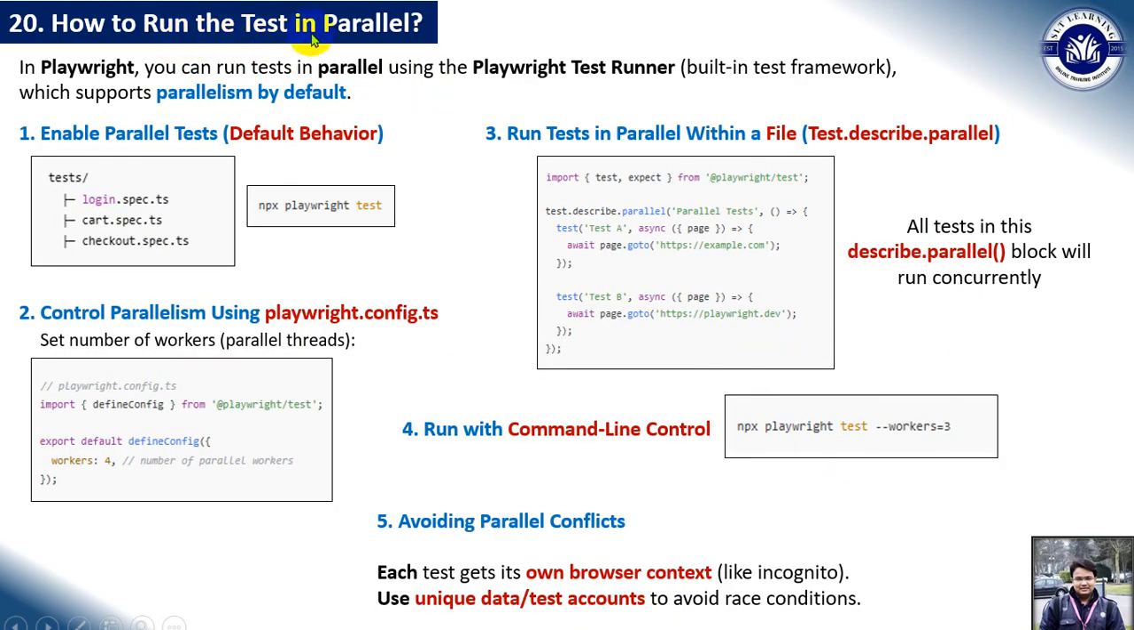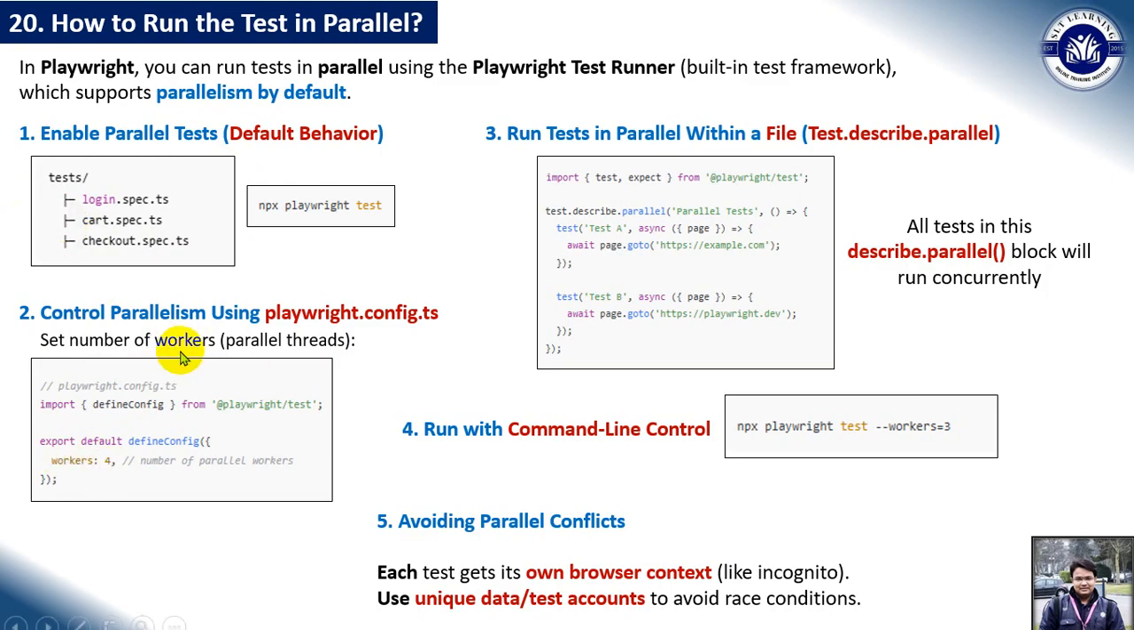How to run a test in parallel mode, okay. By default, whatever tests you run in Playwright always run in parallel mode, because once you have things configured in your playwright.config for the different browsers, it will run in parallel mode. But suppose you want to control the parallelism, then you can set the number of workers.